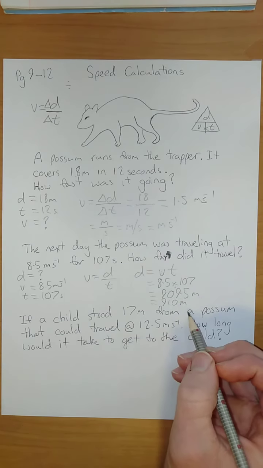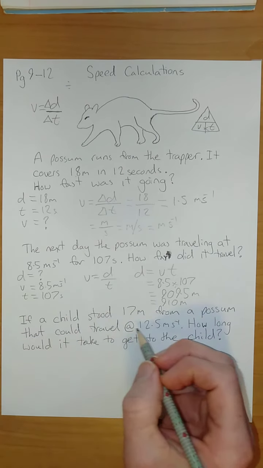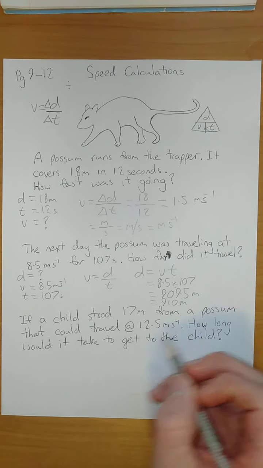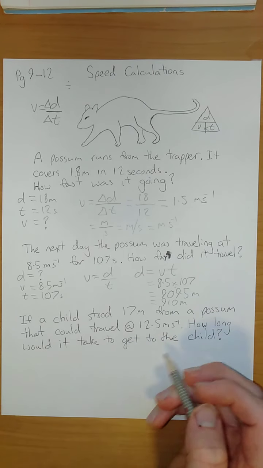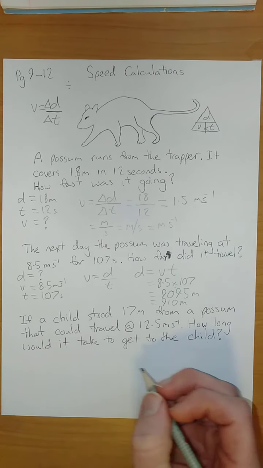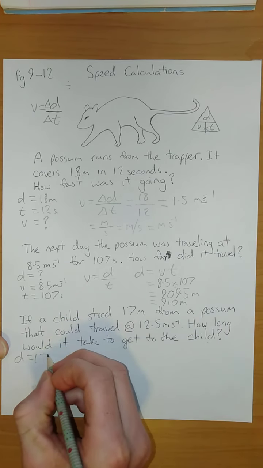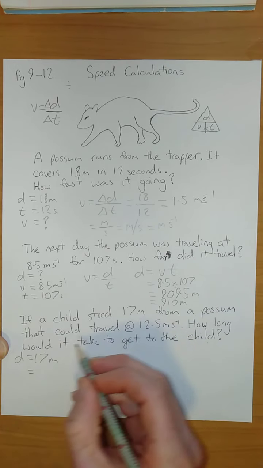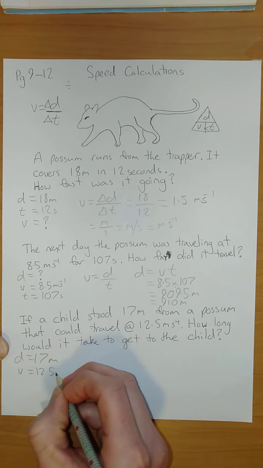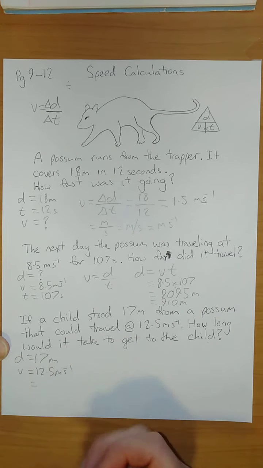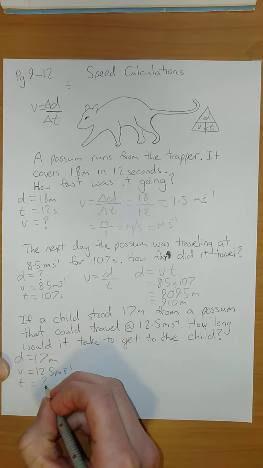All right. On to our last question here. If the child stood, so this is my daughter actually, she stood 17 meters from a possum that could travel at 12.5 meters per second, how long would it take to get to the child? So we'll make our list again. So child stood, so D is equal to 17 meters. And could travel, so that's velocity is equal to 12.5 ms^-1. And how long would it take to get to the child? So time is equal to the question mark.